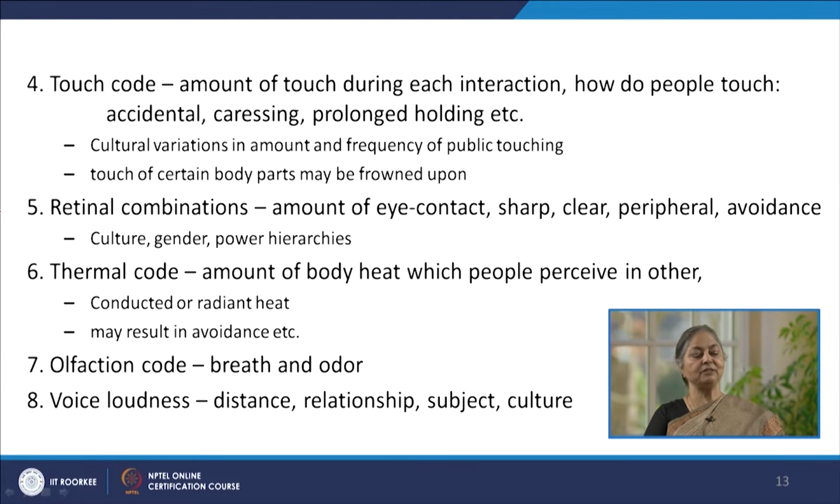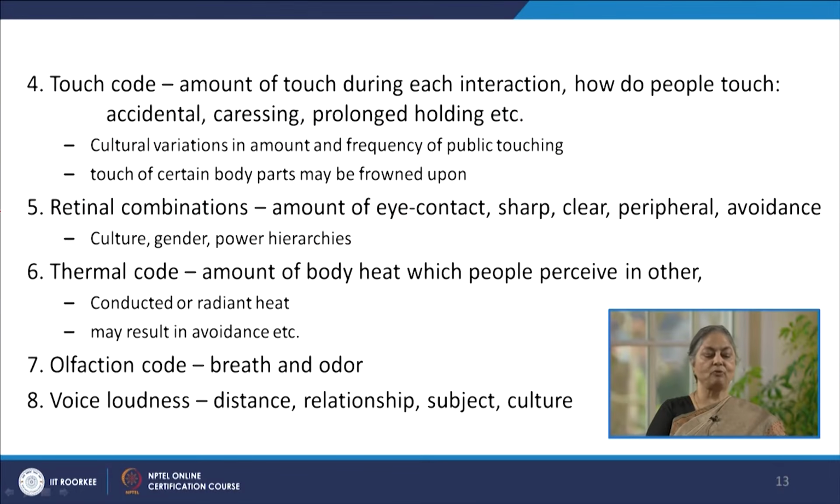The fifth dimension he has talked about is that of retinal combination, that is the amount of eye contact as well as the nature of eye contact, whether it is sharp, clear, peripheral, or whether there is an avoidance. As we shall see, it is also based on our cultural understanding, our gender differences as well as the power hierarchies within any organization. Then he also talks about the thermal and the olfaction codes.